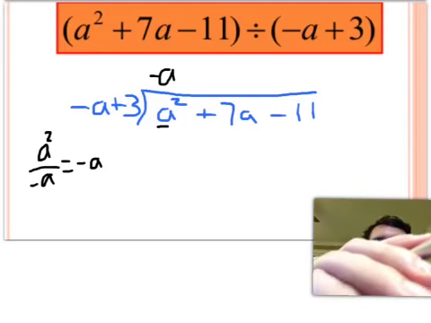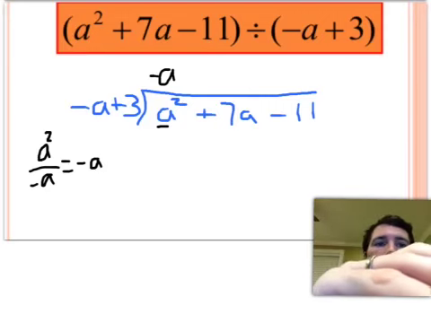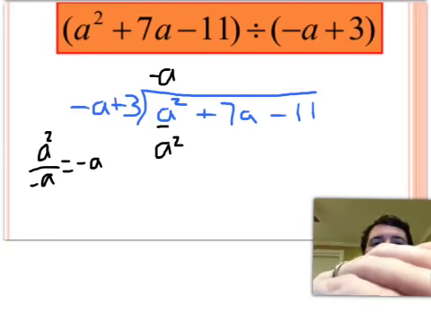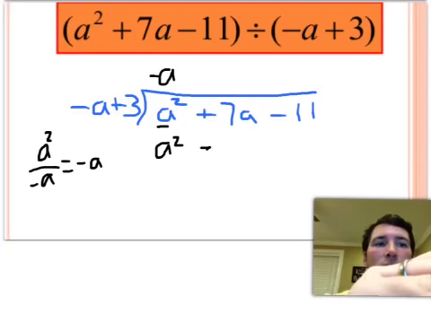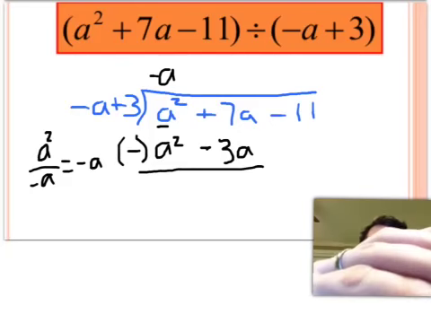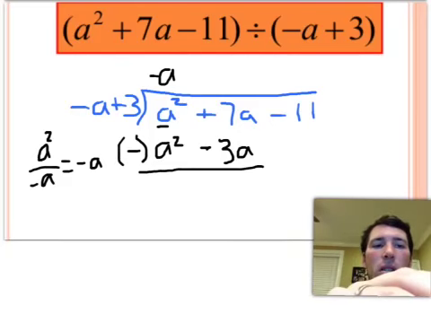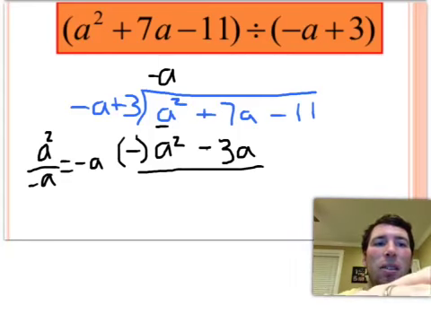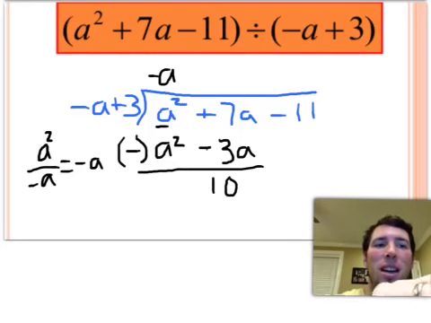Negative a times negative a is positive a squared. And negative a times 3 is minus 3a. I'll draw my line. I'm going to subtract. a squared minus a squared is 0a squared. So I don't have to put anything right here. But I will put 7 minus a negative 3. That's plus 3, so that's going to be 10a. And I'll just bring down my negative 11 right here.